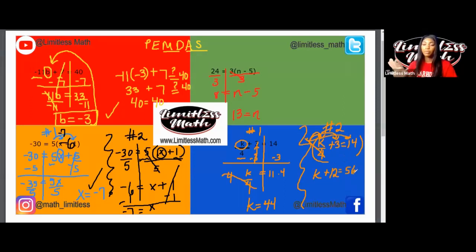And so some people prefer their equations to look like this. Okay? And now we'll just simply subtract both sides by 12, and k is 44 again. Okay?